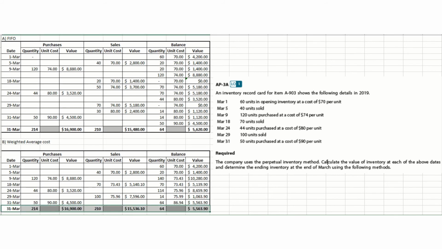As of March 31st, we purchased 214 units, the same $16,900. However, under weighted average cost, our cost of goods sold increased from $15,480 to $15,536.10. Our closing inventory balance is the same 64 units, but our closing inventory cost is $5,563.90, and that's just the impact of the weighted average cost for items that are increasing over a period of time.